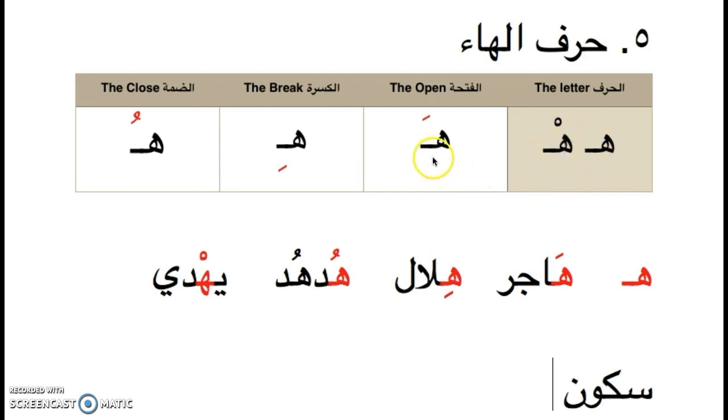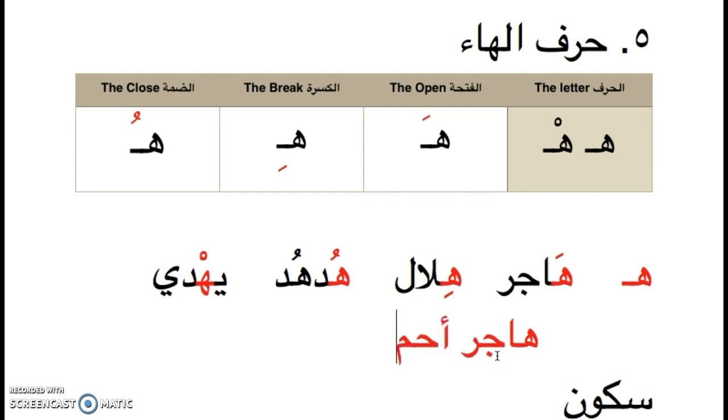Anyhow, so ha, he, who: hajar, hilal, hudhud, yahdi. So hajar is immigrated. It also is the name of our great-great-great-grandmother, Agar, I think you call her, the wife of Abraham, Hajar. I think he called her Agar, or Hagar. Well, we call her Hajar. And in Arabic, the meaning is immigrated. So you say, Hajara Ahmed. So Ahmed immigrated, right?